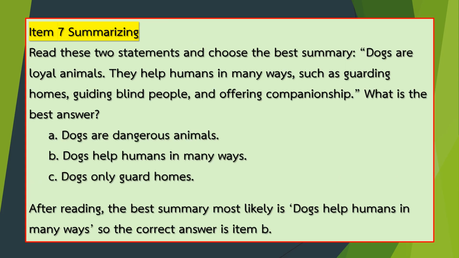Item 7. Summarizing. Read these two statements and choose the best summary. Dogs are loyal animals. They help humans in many ways, such as guarding homes, guiding blind people, and offering companionship. What is the best answer? A. Dogs are dangerous animals. B. Dogs help humans in many ways. C. Dogs only guard homes. After reading, the best summary most likely is dogs help humans in many ways. So the correct answer is item B.